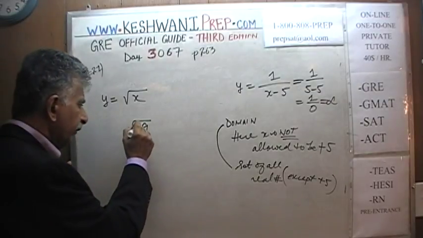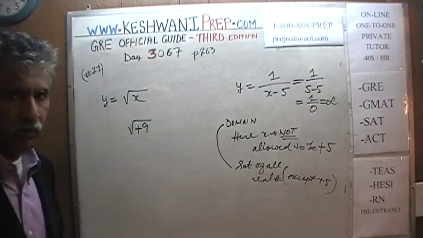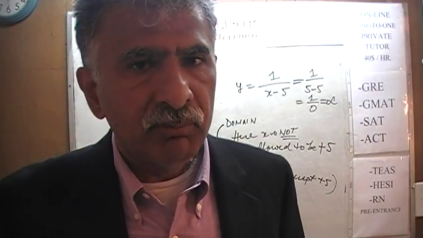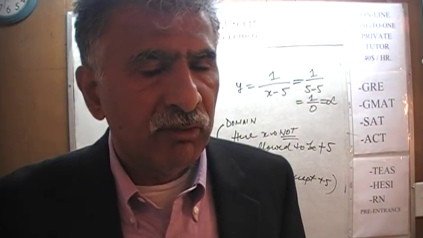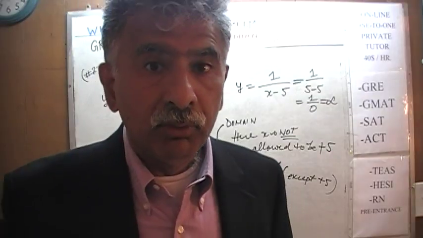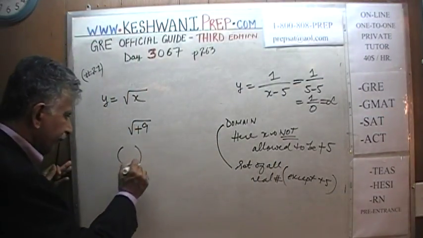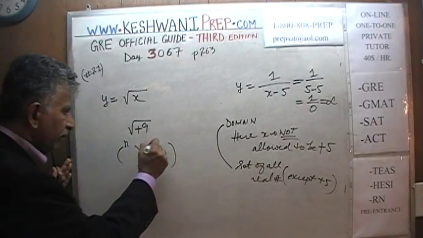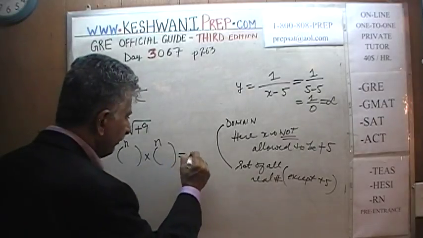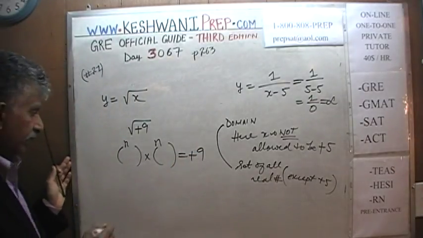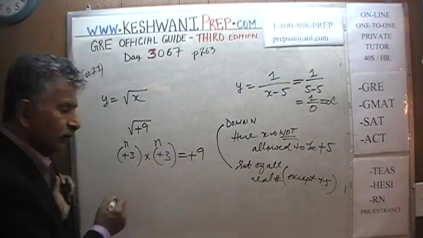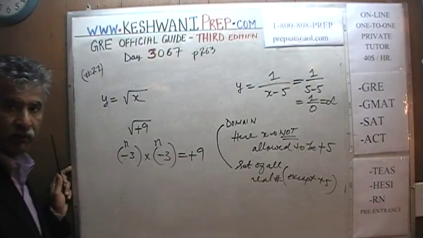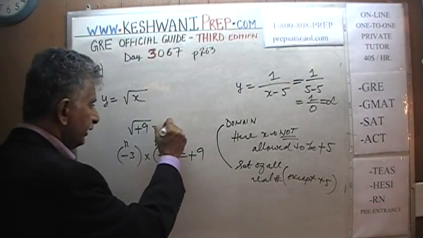Before we answer that question, we have to understand what it means when we take a root of a positive number. What does it mean when somebody asks you what is the value of root 9? What they're asking is, what is that number which, when multiplied by itself, gives us positive 9? Well, the number here is positive 3. That's one answer. Or negative 3. Negative 3 times negative 3 is also positive 9. Therefore, root of 9 is equal to positive 3 or negative 3.